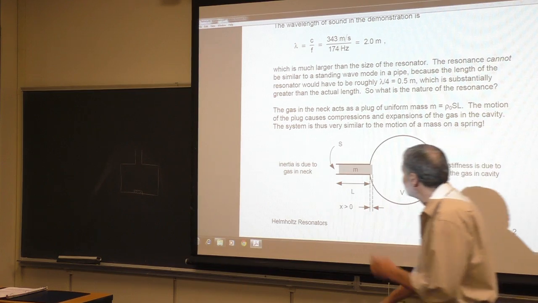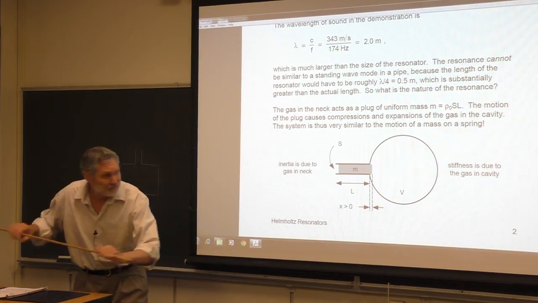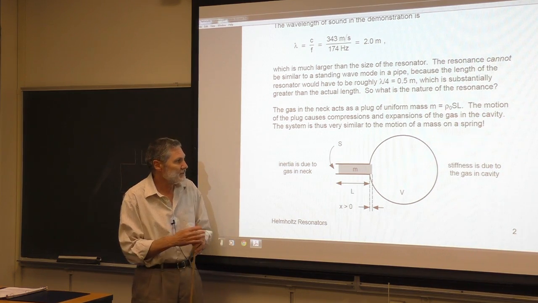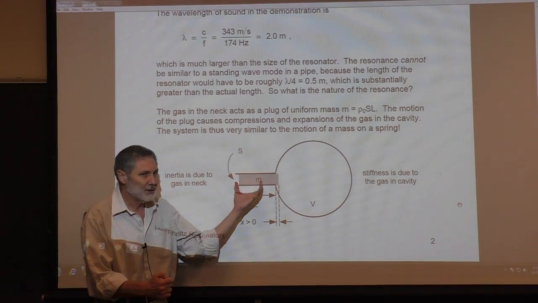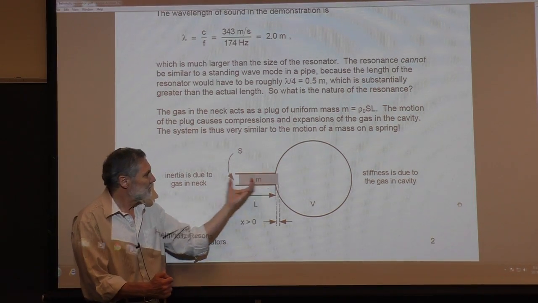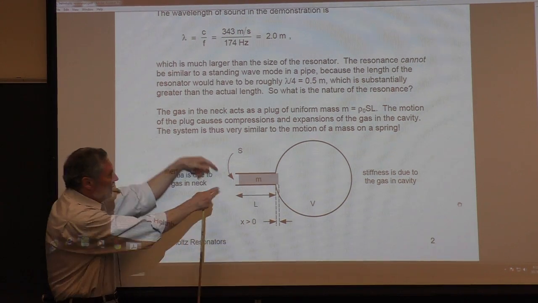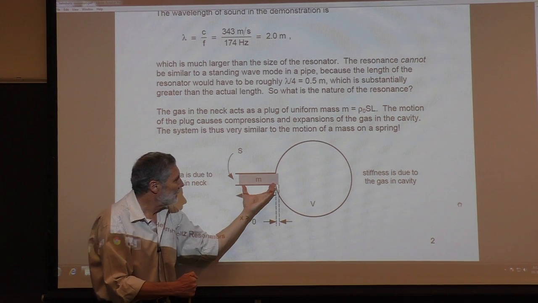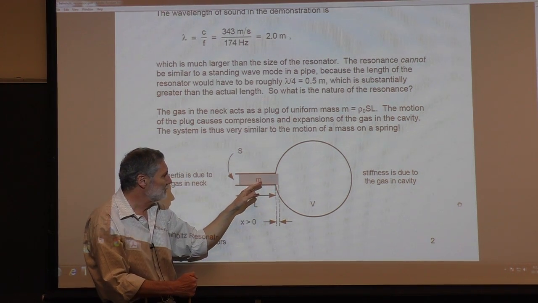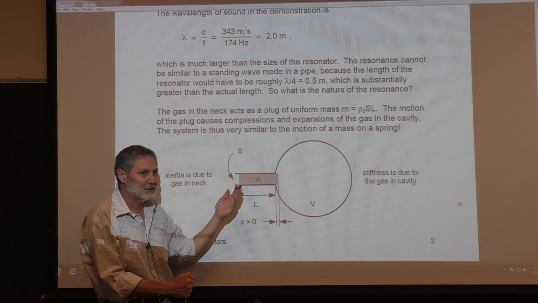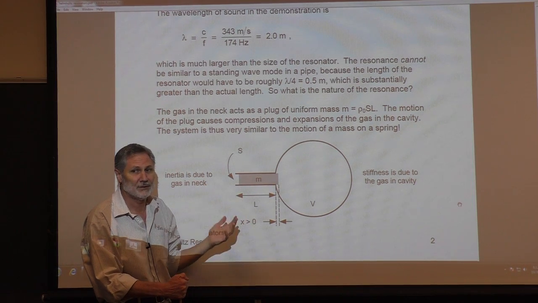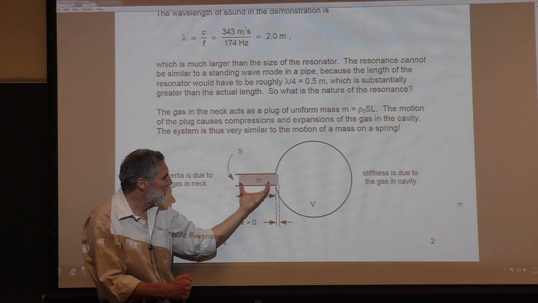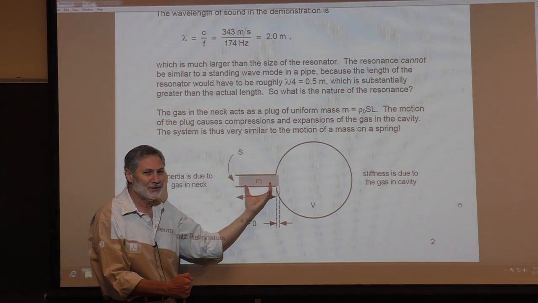You can think of the fluid in the neck here as acting like a plug of mass. And what it's doing, in the Helmholtz resonance, is oscillating back and forth, radiating sound that we hear normally, right? And why does it oscillate? Well, what do you need for an oscillator? You need inertia and you need stiffness, right? So the inertia is just the mass of the plug. Do you see the stiffness? Do you see the spring here?